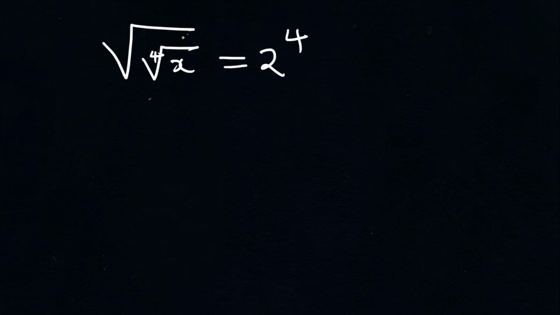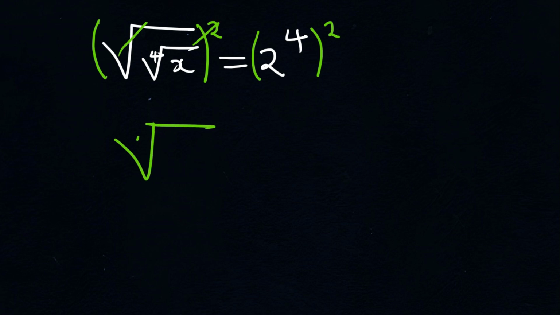So in the next step we're going to get rid of the square root. So we square both expressions on the right hand side and then on the left hand side. So this is going to cancel this, and then you're going to be left with the fourth root of x is equal to 4 multiplied by 2 is going to give you 8. So this is going to be 2 to the power of 8.